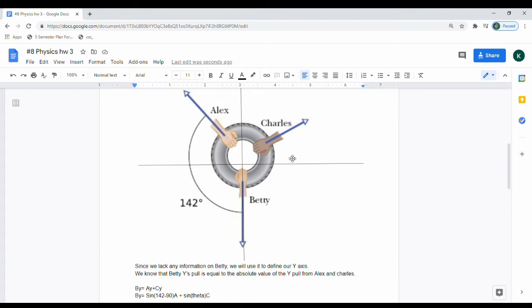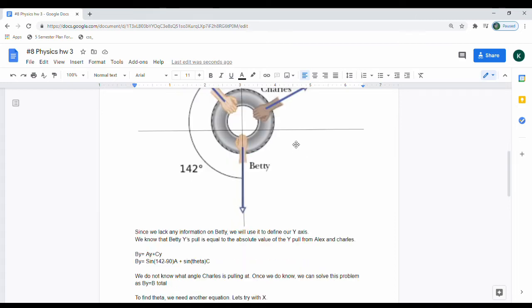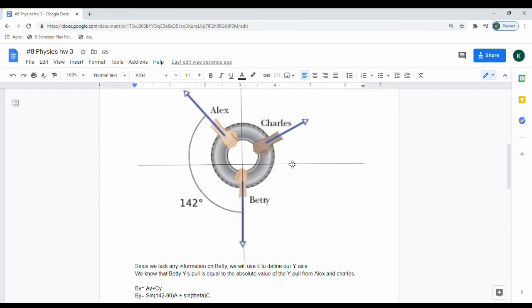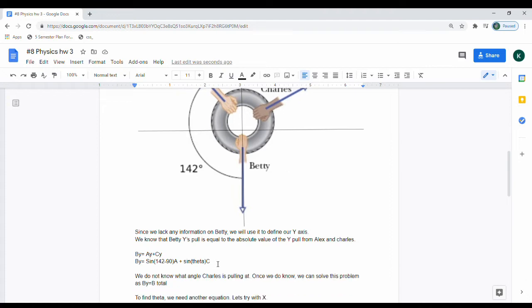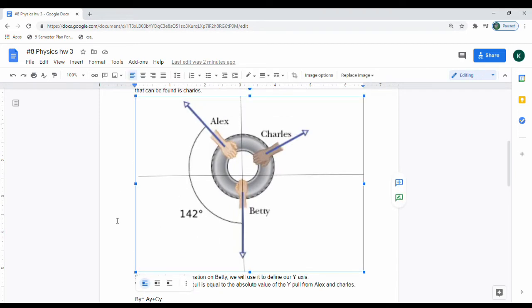And we can apply the same logic to Charles. However, with Charles, we do not know this angle. Once we figure out Charles's angle, we could do this equation down here to figure out what By is, the strength that Betty pulls in the y direction. And since Betty's only pulling in the y direction, as we defined it, we would figure out Betty's total strength, which is what the question's asking.